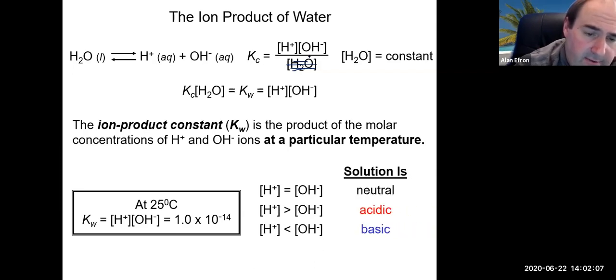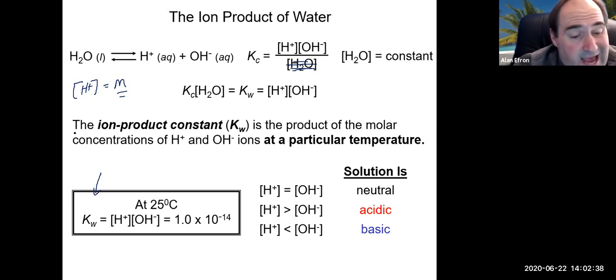And Kw, for the most part, is a constant value, which is what's in this box here. The concentration, and that's what these little brackets mean, right? That is concentration, and that's usually the molarity we're talking about. The concentration of H plus times the concentration of OH minus will give you 1 times 10 to the minus 14. And again, that's what's known as Kw. And we could use Kw to calculate the H plus concentration in a solution.